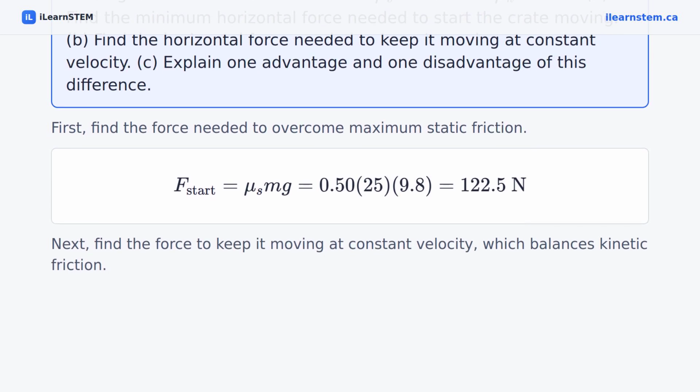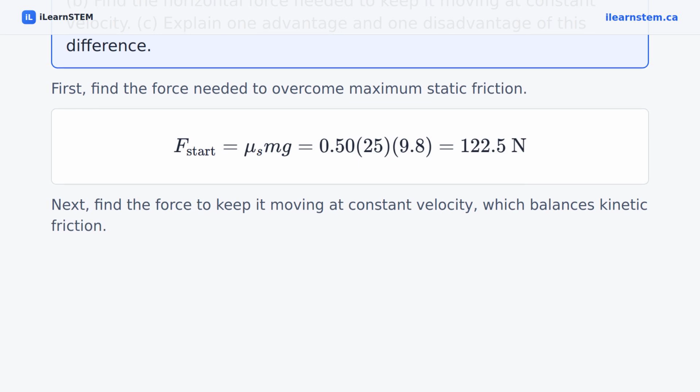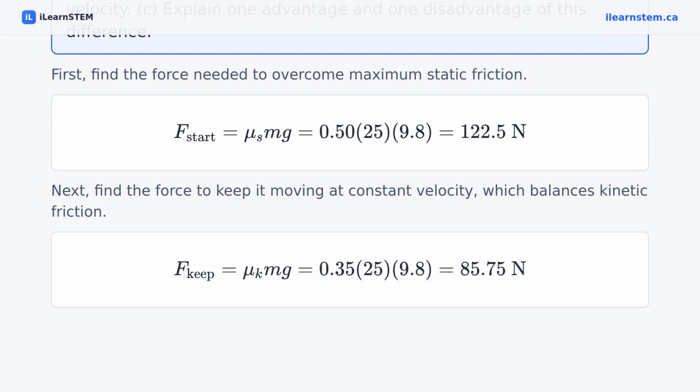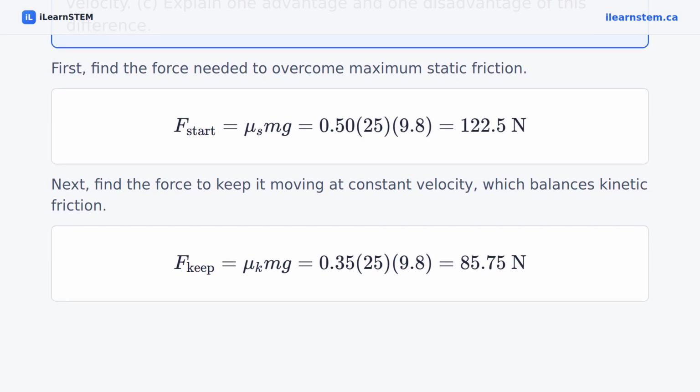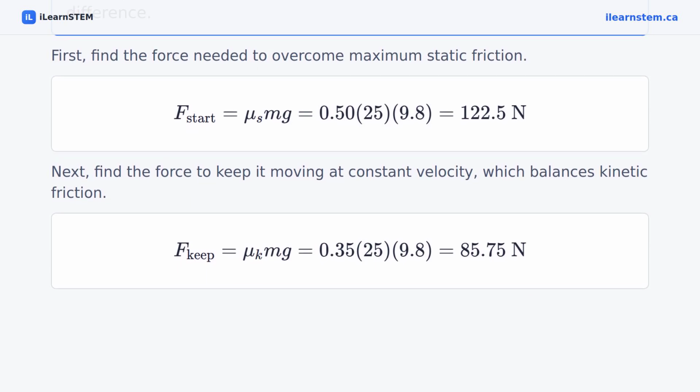Next, find the force to keep it moving at constant velocity, which balances kinetic friction. F keep equals mu sub k times mg equals 0.35 times 25 times 9.8 equals 85.75 newtons.